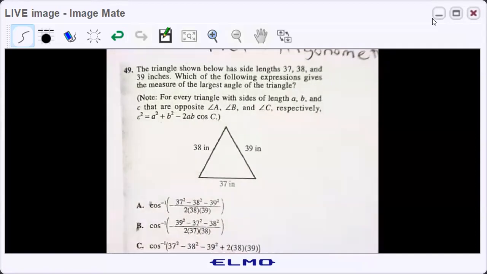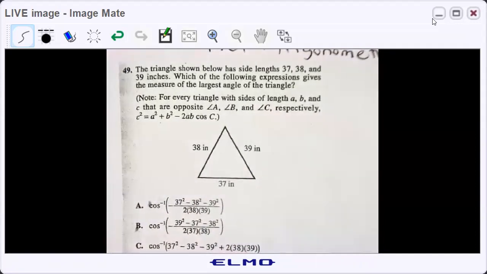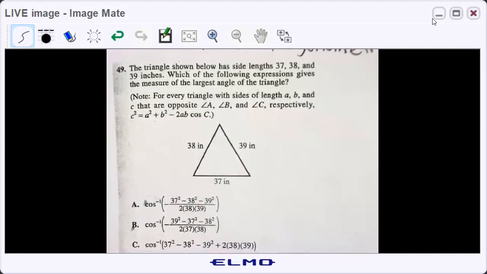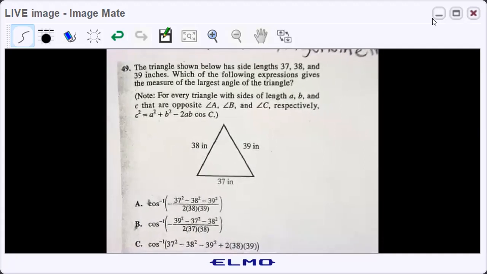So let me go and read the problem. The triangle shown below has side lengths 37, 38, and 39 inches. Which of the following expressions, so we're not even solving anything here, gives the measure of the largest angle of the triangle? Note, for every triangle with sides little a, little b, little c, the opposite angles, capital A, capital B, and capital C, could be put into the following formula.